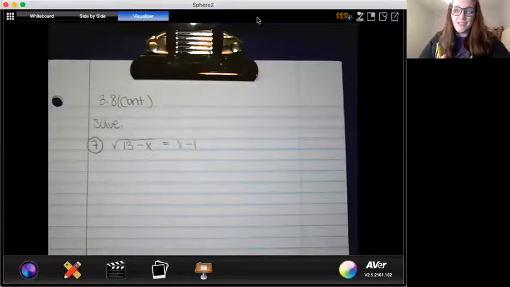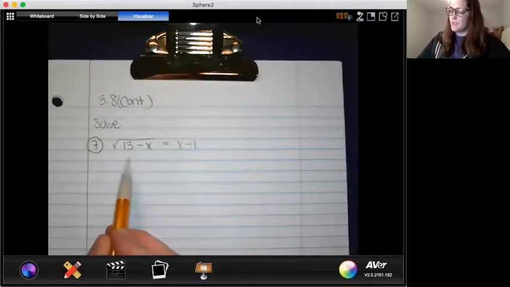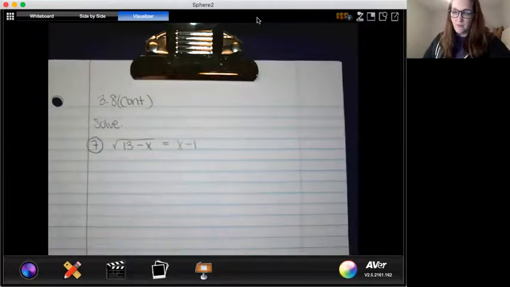Okay, so today we're going to continue with 3.8. Now, part one would be considered our easy solving of radicals. And so today we're going to bump it up a little bit. So the first one we have is the square root of 13 minus x equals x minus 1.